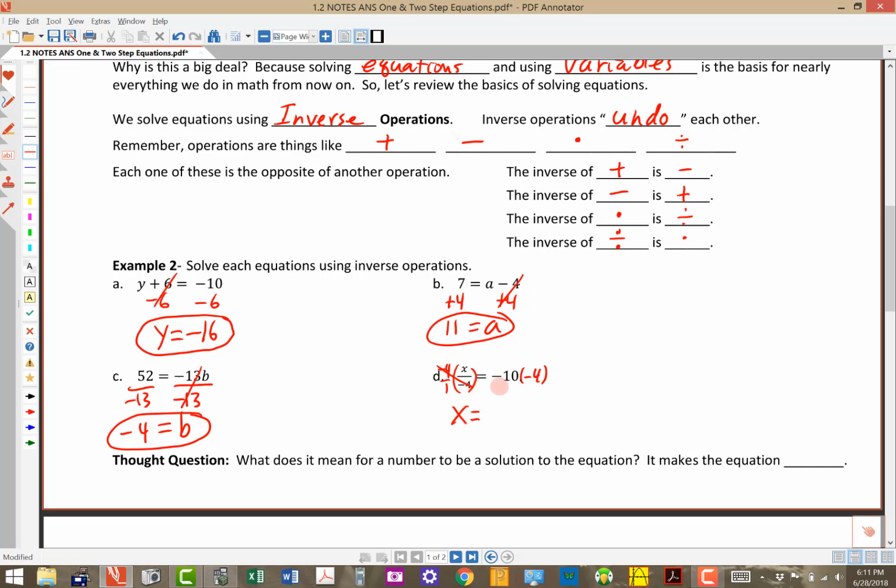Whoops, and we've got a negative times a negative. That's going to be a positive, so we end up with positive 40. So there we go. We've got those 4 basic problems done. Each one of them took 1 step. They're very quick. I do have a thought question for you here, though.